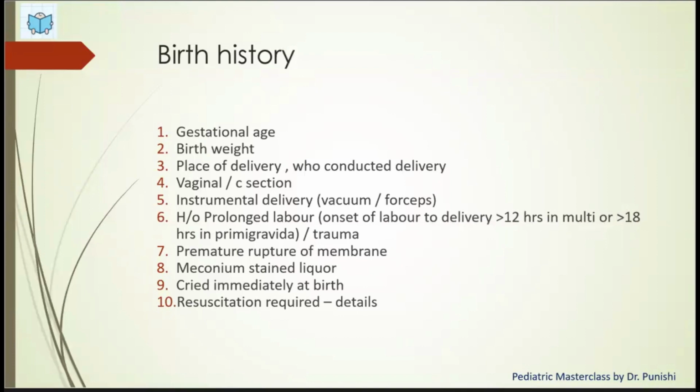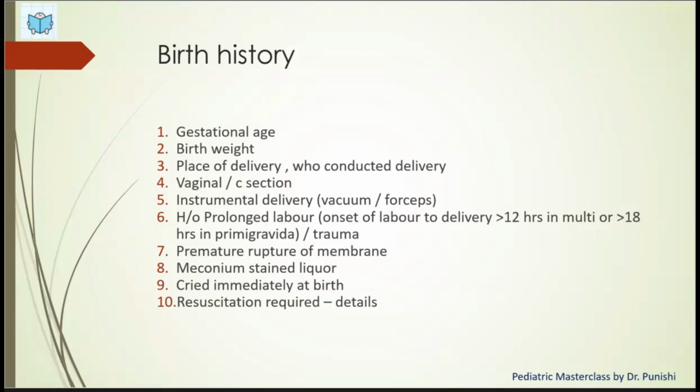But what is the place of delivery? Whether the mother delivered in the hospital, or sometimes it's possible that the mother delivered at home or on the way to the hospital. If that is the scenario, then who conducted the delivery and whether the child cried at birth or not is very important. Whether it was a vaginal delivery or a section, was there a history of instrumentation? History of prolonged labor, again very important.